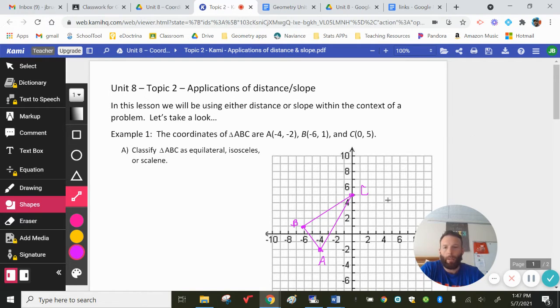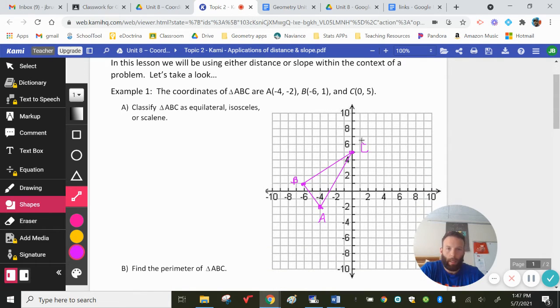So here I have example 1, coordinates of triangle ABC. And you see I already plotted the points A, B, and C on my grid, and I connected the points to make the triangle ABC. In part A, it asks me to classify this triangle as equilateral, isosceles, or scalene. Now, taking you back a little bit, you might need to remember what these words mean. These are the 3 different ways that you can classify a triangle based on the lengths of its sides.